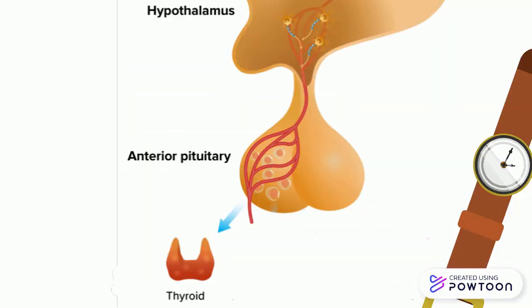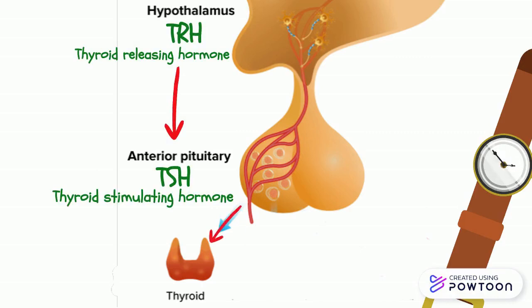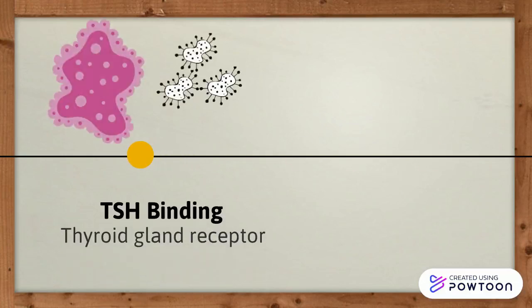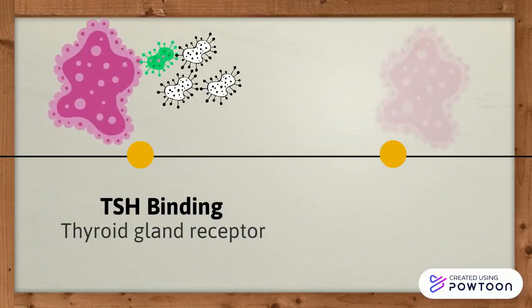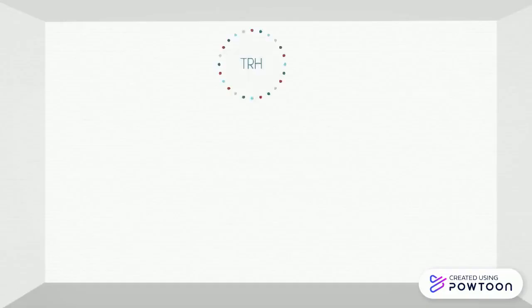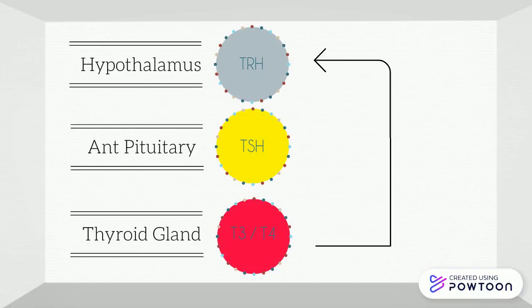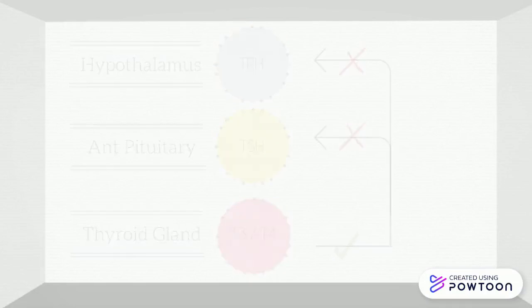The hypothalamus secretes a hormone called thyroid-releasing hormone, or TRH, which stimulates the anterior pituitary gland to secrete thyroid-stimulating hormone, or TSH. Finally, this travels to the thyroid gland that has the receptors for the TSH. The binding of the TSH to the receptor on the thyroid gland stimulates the production and secretion of thyroid hormones called T3 and T4. The increase in T3 and T4 hormones will negatively feedback on the hypothalamus, telling it to stop producing TRH and the anterior pituitary gland to stop producing TSH, since there's enough T3 and T4 thyroid hormones.